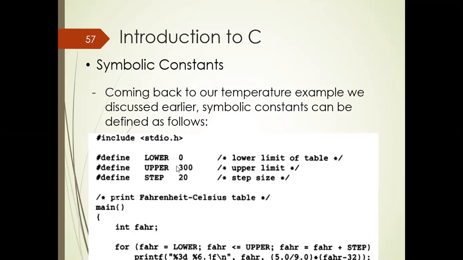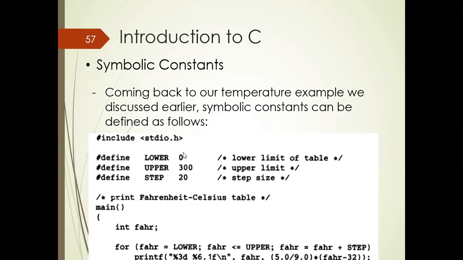Then lower here is a name, and 0 is what text or number we have to use to replace lower. So in your program, wherever you have lower, the compiler will simply replace it by 0. Similarly for upper, wherever you have upper, it's going to replace it by 300. And wherever you have step in your program, it's going to replace it by 20.